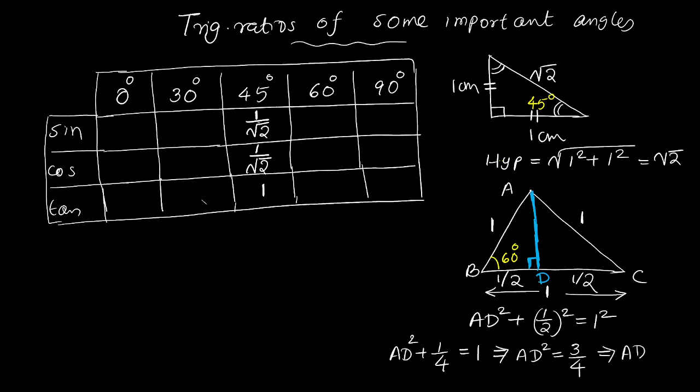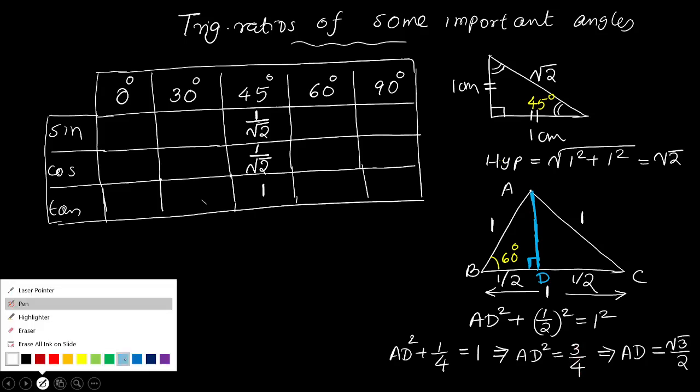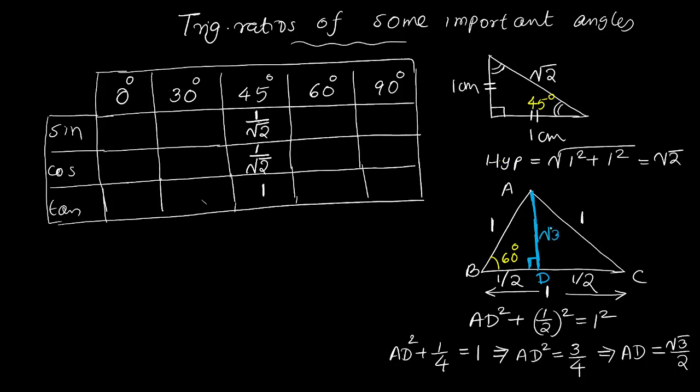Or AD equal to, taking square root, AD equal to root 3 by 2. I used the Pythagoras theorem for finding AD. Till this step you are okay.